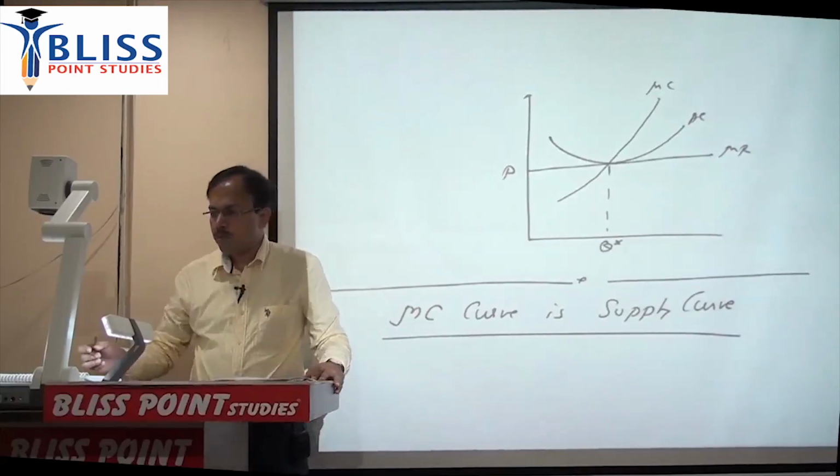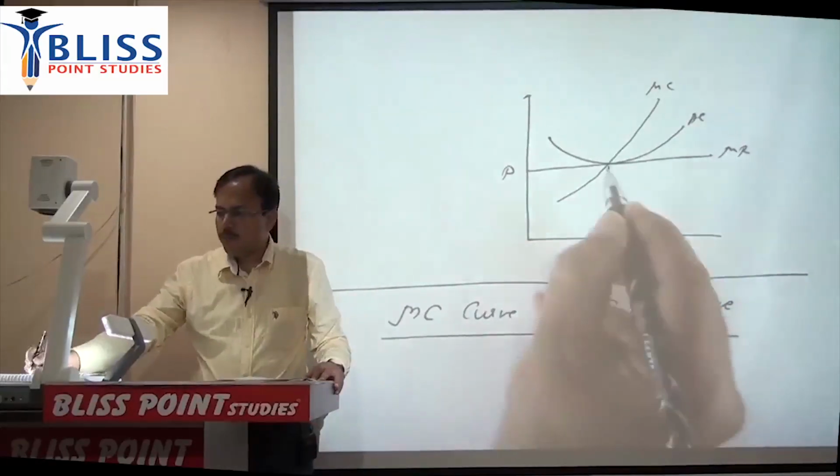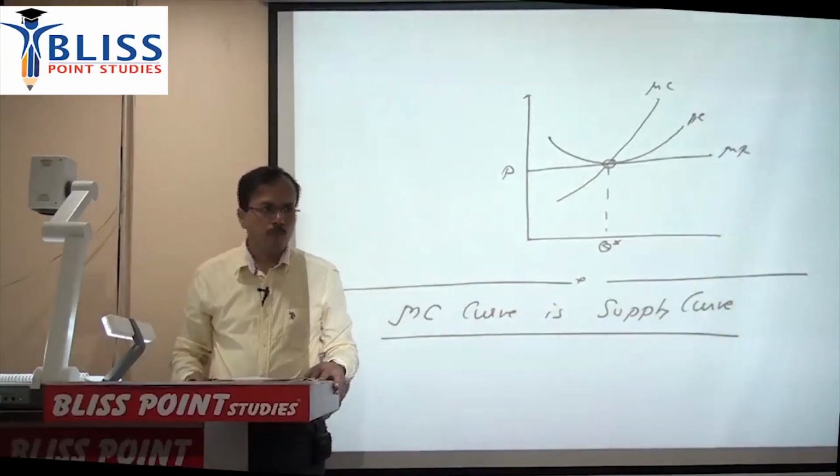जो पॉइंट्स है जो यहाँ पर दोनों कट किया है, मार्जिनल और मार्जिनल, वो नॉर्मल प्रॉफिट है. नॉर्मल प्रॉफिट.